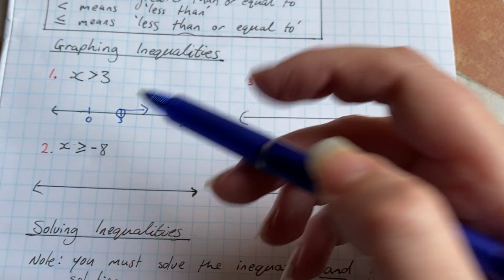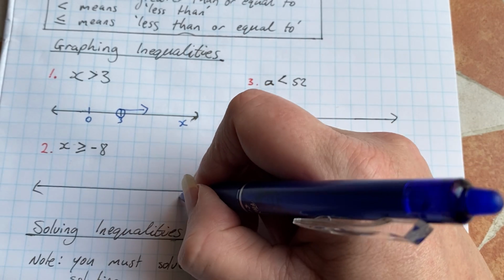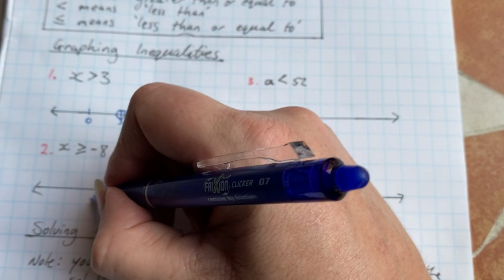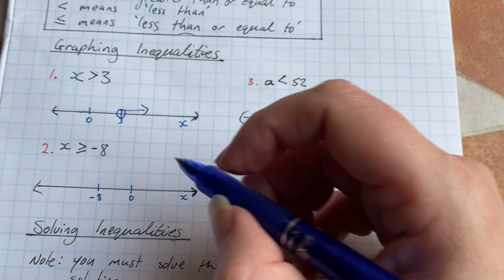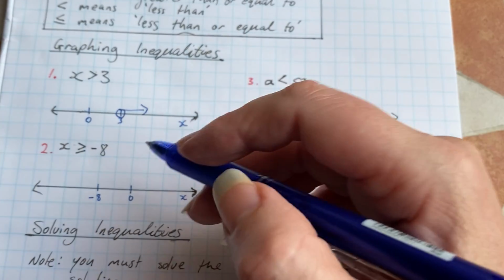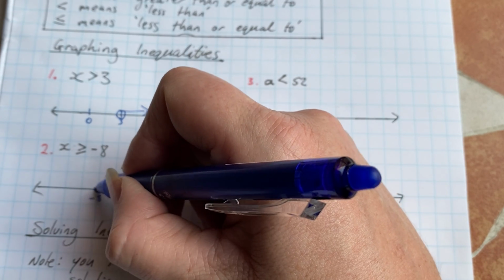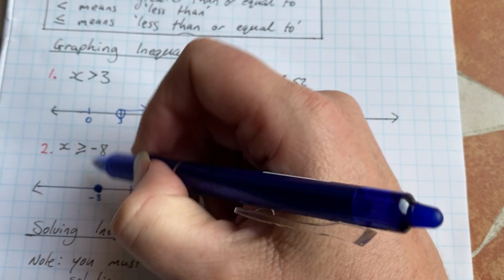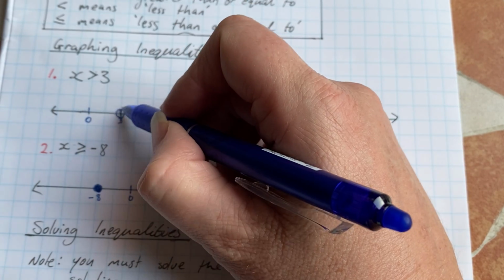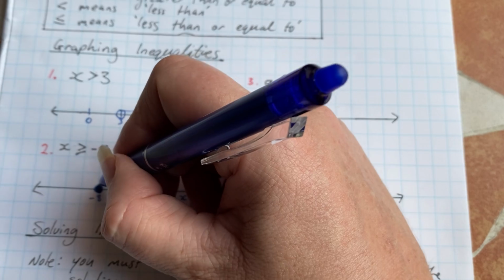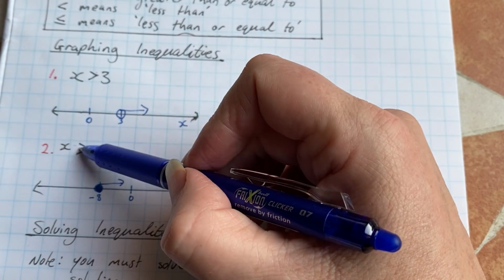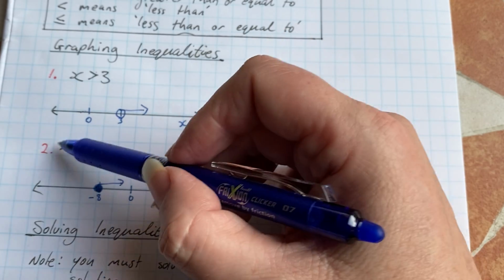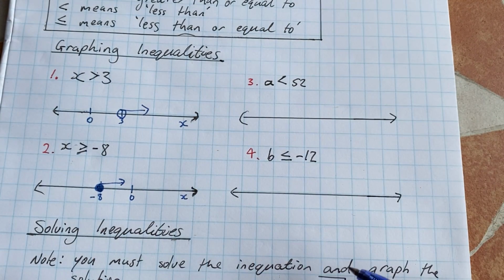Number 2, x is greater than or equal to -8. So again, we'll put our x. We'll put our 0 somewhere, and over here we'll put our -8 to the left of the 0. Now, greater than or equal to is a filled-in circle. So when there's this extra line, we fill in the circle. When there's not the extra line, we leave it open. Greater than points to the right. So our arrows always point the same way as this symbol, as long as the x is on the left.